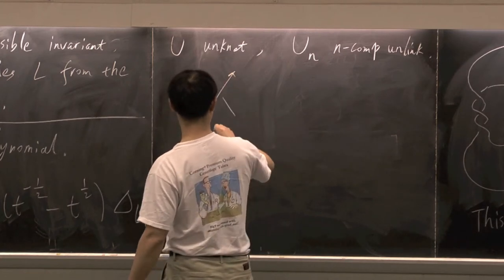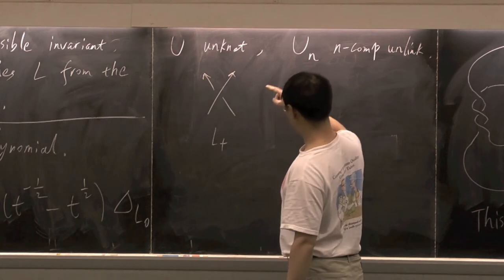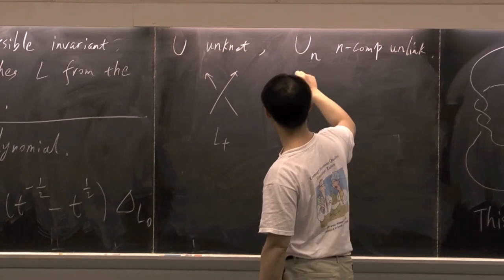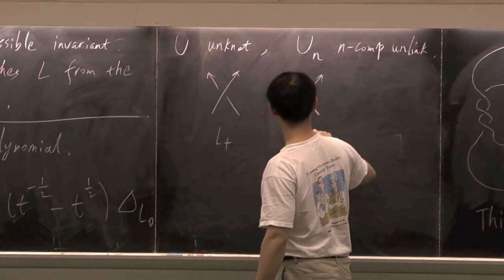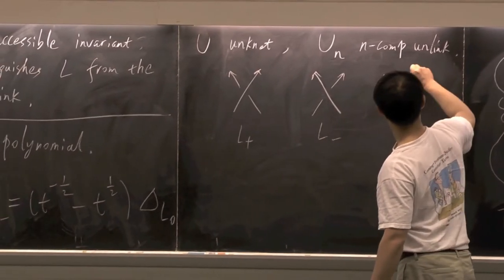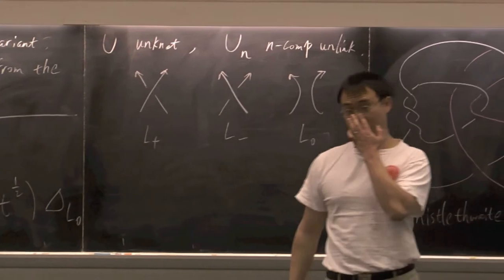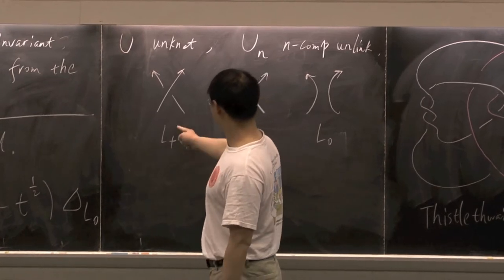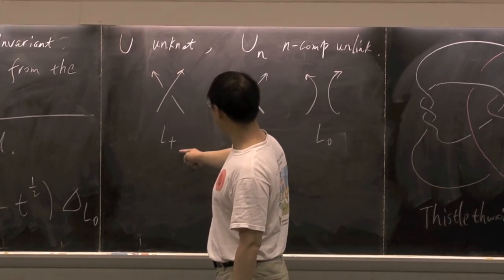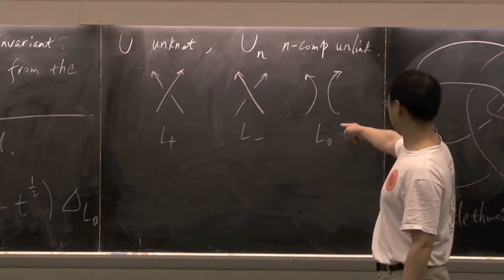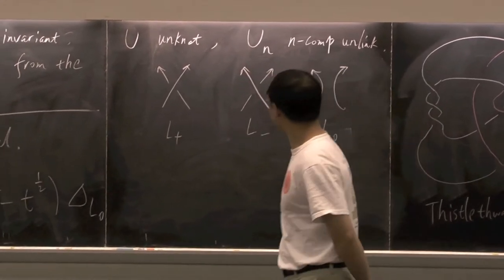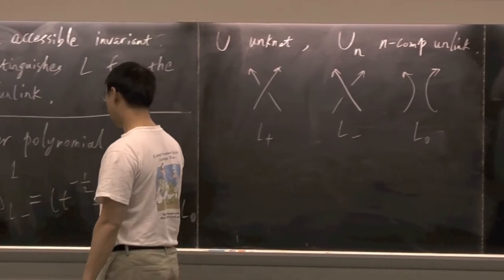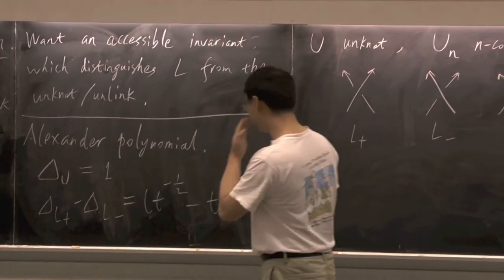If you have three link diagrams, oriented such that they differ at only one crossing, so the three diagrams are almost identical except at one crossing, where L plus is this one, L minus is this one, and L zero is the resolution, then their Alexander polynomials are related by this relation.